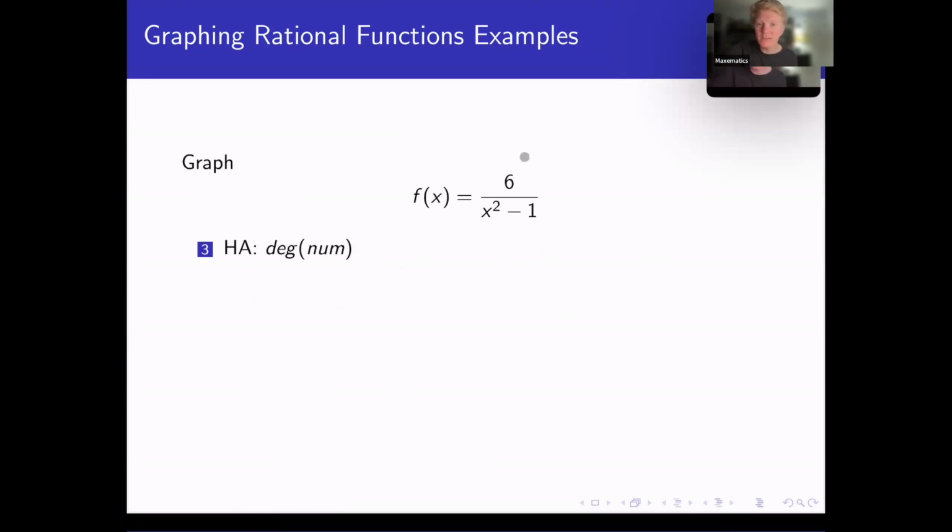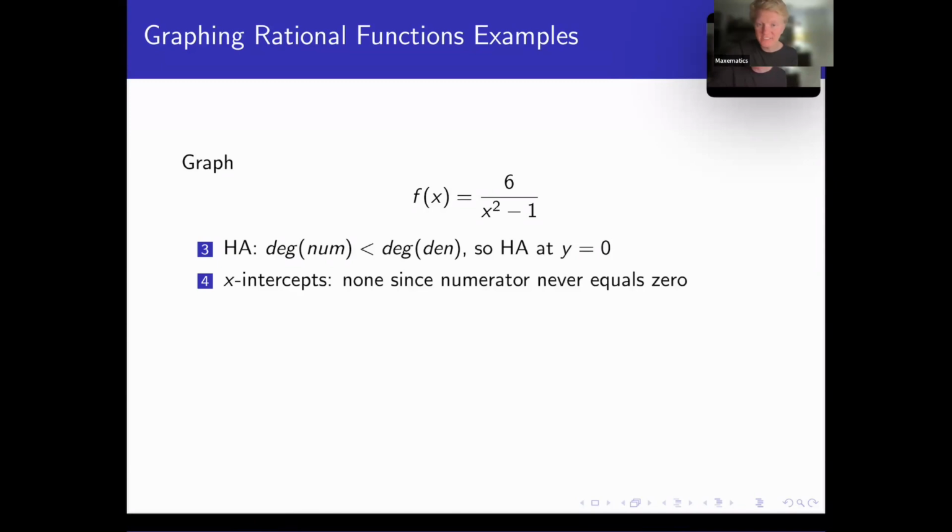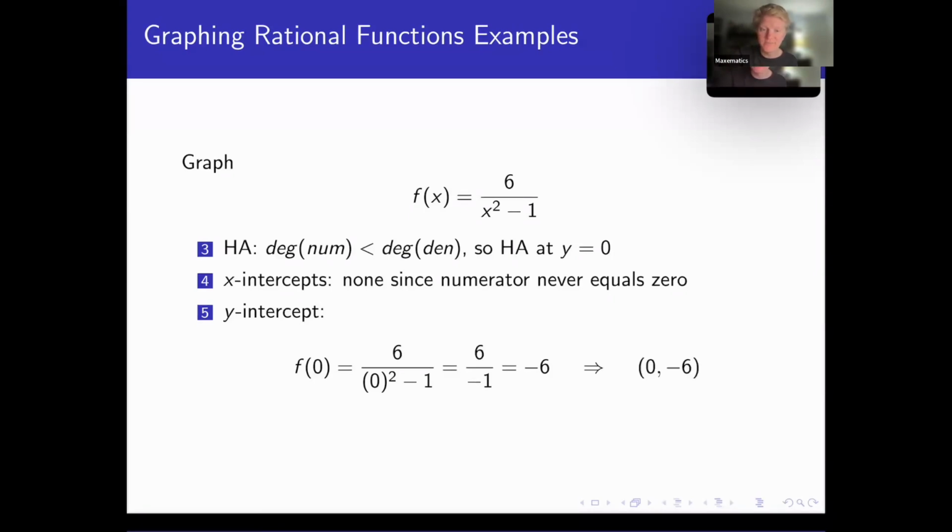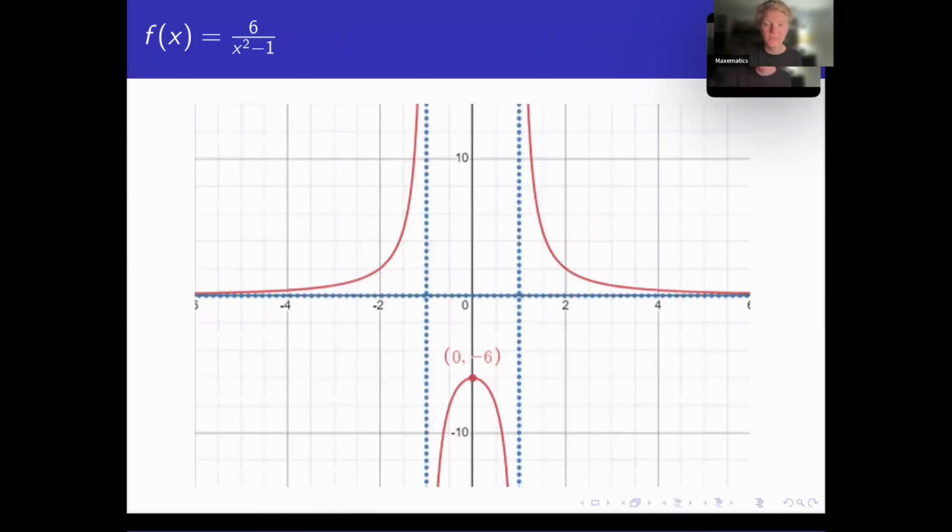Horizontal asymptote: the numerator is degree 0, the denominator is degree 2. So the numerator is less than the denominator, and we have a horizontal asymptote at y equals 0. X-intercepts: set the numerator equal to 0, but 6 doesn't equal 0, so we're good there. Y-intercept: set x equal to 0, so 6 over 0 squared minus 1. 0 squared is 0. 0 minus 1 is negative 1, so 0, negative 6 is our y-intercept. And there we go.